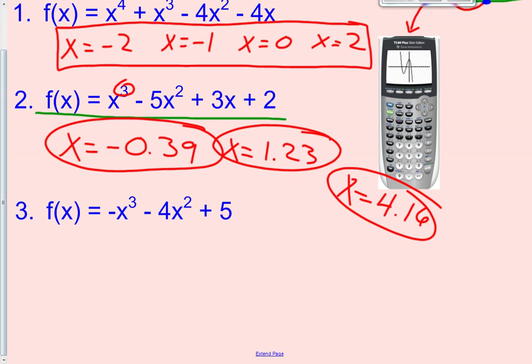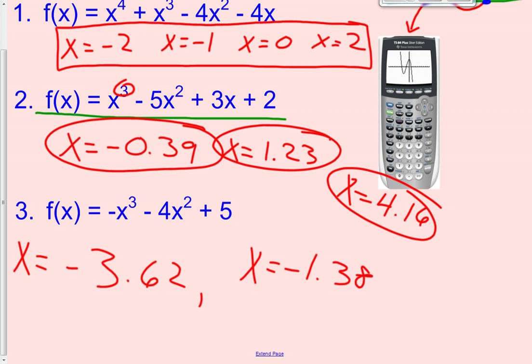I want you guys to pause the video, and I want you guys to try number 3 on your own. Remember, go to the second trace, find out where the 0 is by going left bound, right bound, and put it right on top. You guys try that on your own. You should have got your zeros from left to right to be a negative 3.62 for the first one. X equals negative 3.62. The other one is x equals a negative 1.38. And the last one is an integer, x equals 1. So hopefully you didn't have any trouble with doing that. If you did have trouble, make sure you ask me a question on that when you get to class tomorrow.